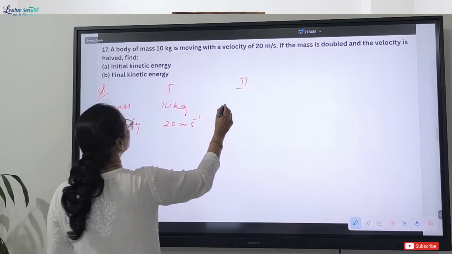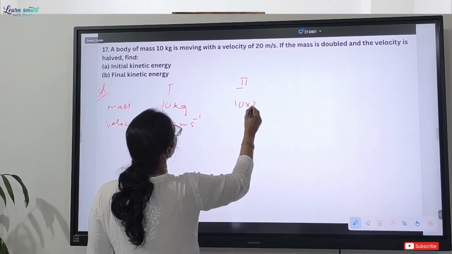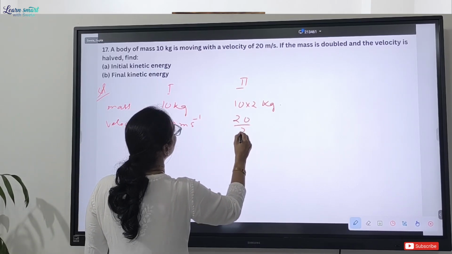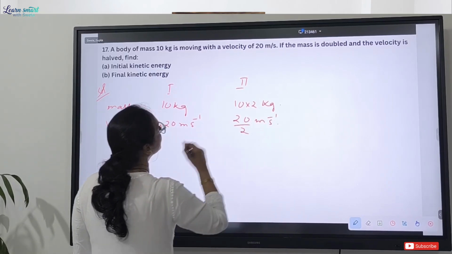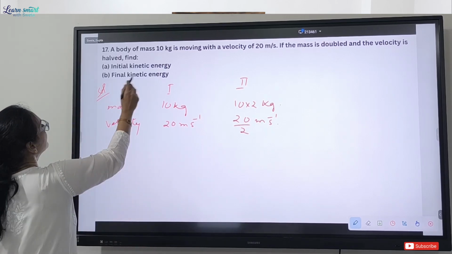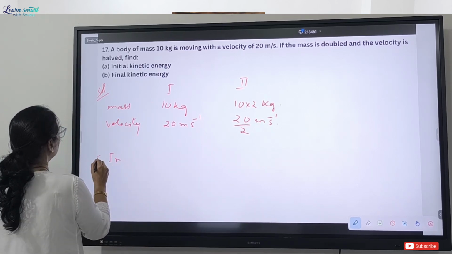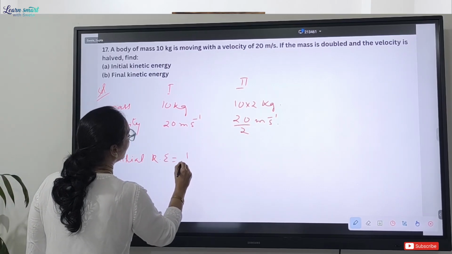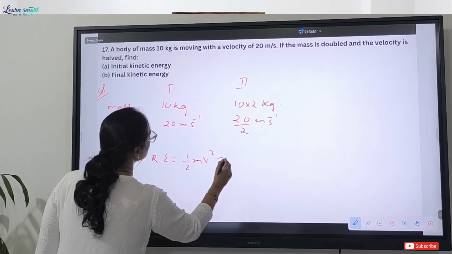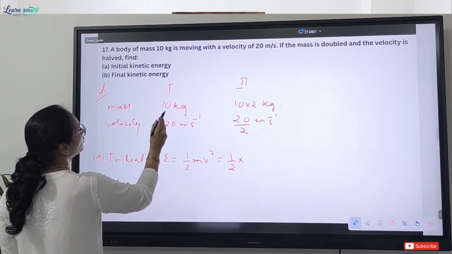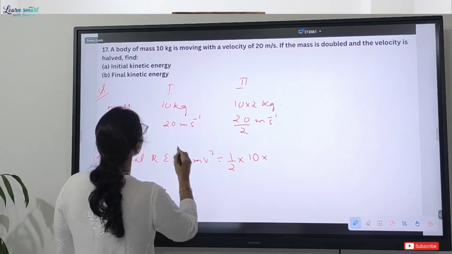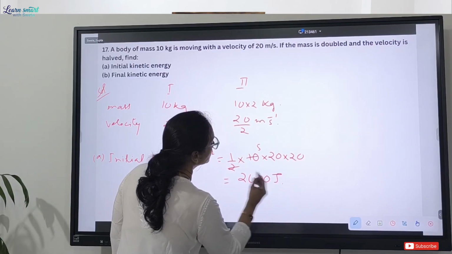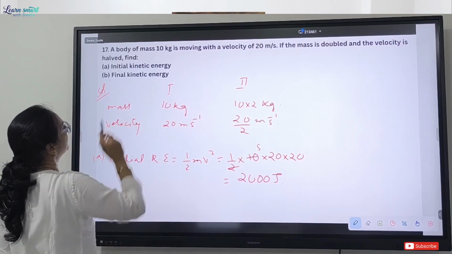Mass is doubled, so now the mass is 10 into 2 kg, and the velocity is halved. So velocity is 20 upon 2 meters per second. We have to find the initial kinetic energy. So initial kinetic energy will be half mv square, which is half into m. The initial mass was 10 kg, so 10, and velocity initially was 20. So into 20 into 20. Just solve it. So 2000 joules will be the initial kinetic energy.